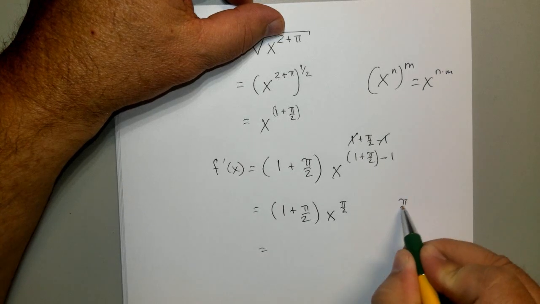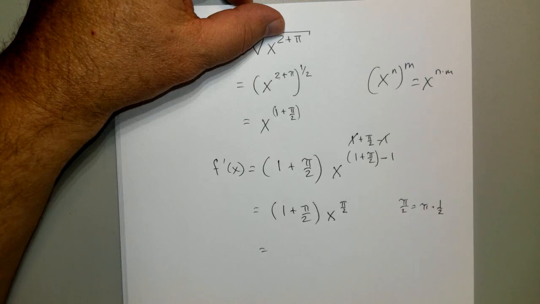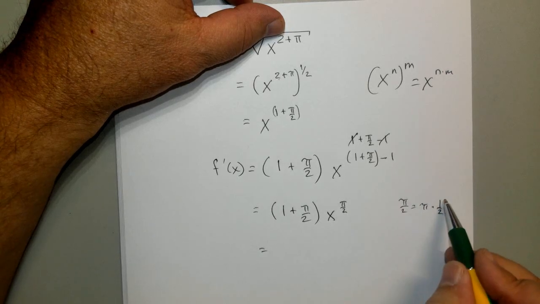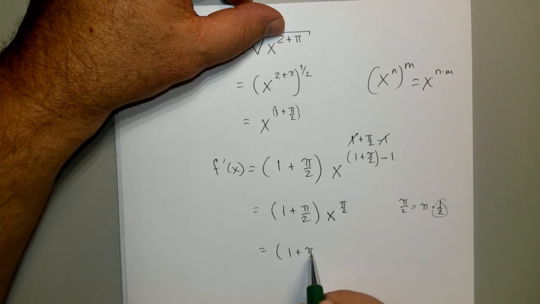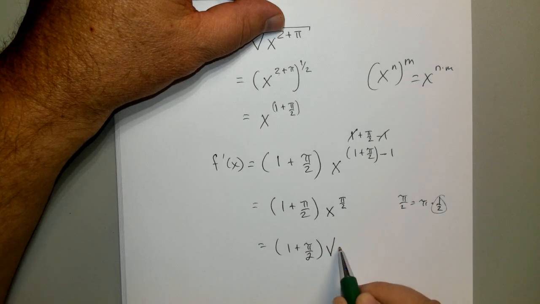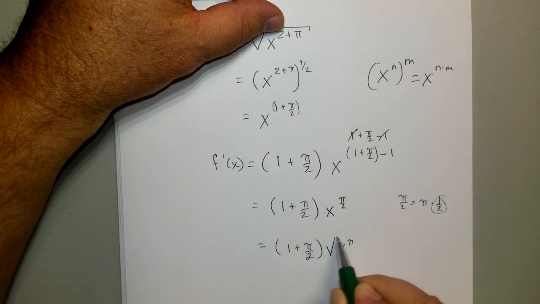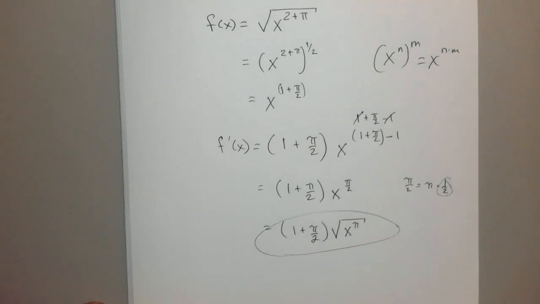Because pi over 2 is the same thing as pi times 1/2. So if you have an exponent of 1/2, it's a radical. So it's the square root of x to the power pi. And there's your derivative.